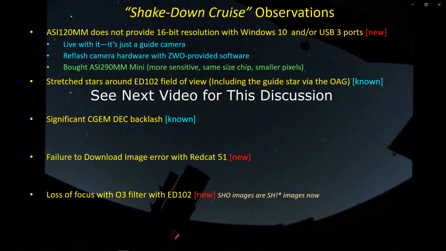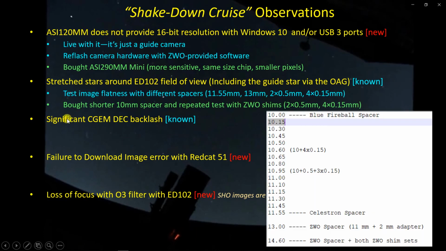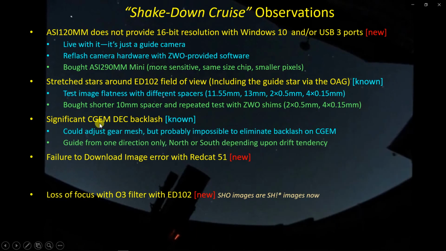The next issue is that I have, and I have talked about this in recent videos, stretched stars around the ED102 field of view. Another issue I deal with is significant dec backlash, which has been a known problem. It's been a problem I've had, obviously, ever since I've had the CGEM mount. This is what backlash looks like.